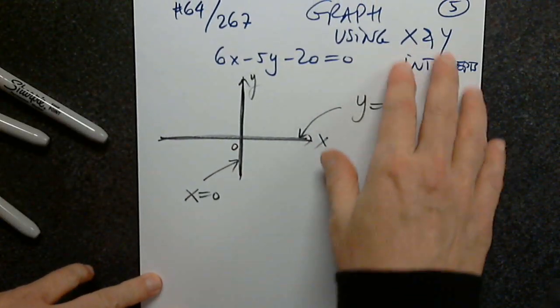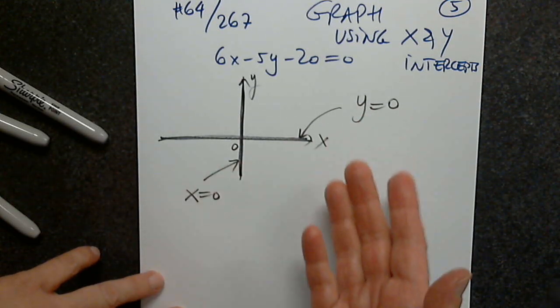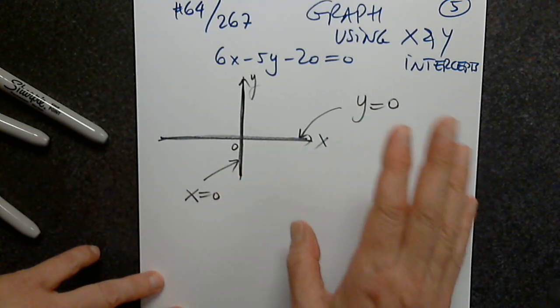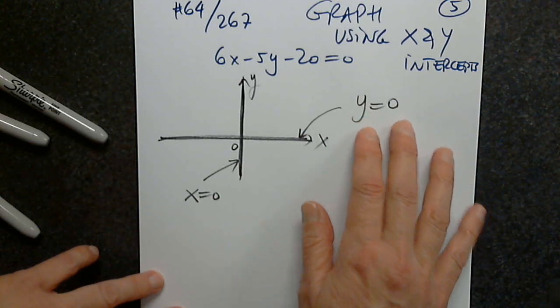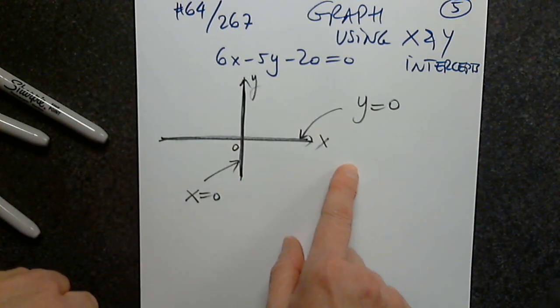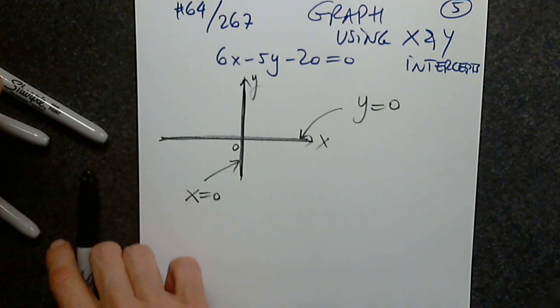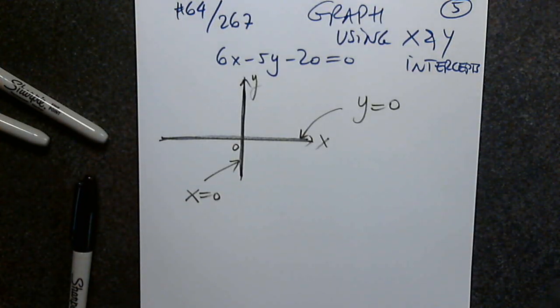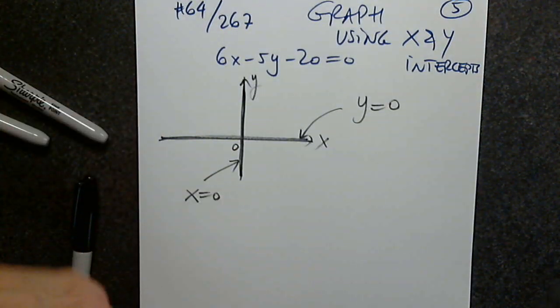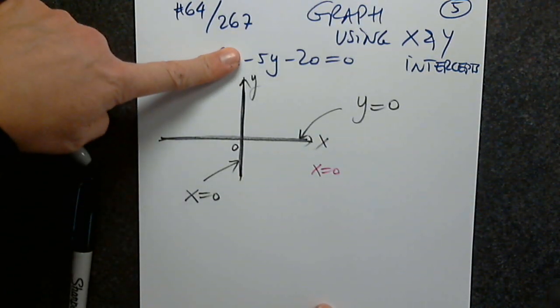So when I'm asked to graph using x and y intercepts, I make x equals 0, and I determine the corresponding y value. Then I make y equals 0, and then I determine the corresponding x value. For that reason, because this is y equals 0, and this is x equals 0, please do not waste your time solving for y. You're not going to use the slope to graph.